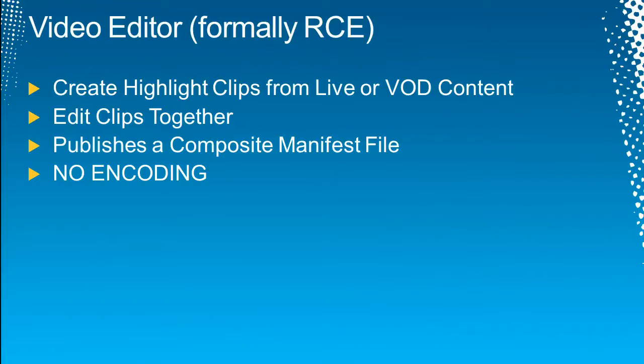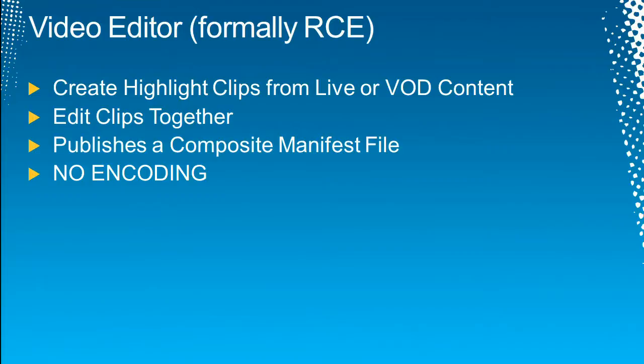So video editor, the thing formerly known as the rough cut editor. This allows us to create live clips or composite clips based on multiple assets. All we're really doing at publishing, at the end of the day, is this: smooth streaming video files have this thing called the manifest. The manifest is an XML document that describes all of the video chunks inside that video asset. It points to the video chunks and all the audio chunks.